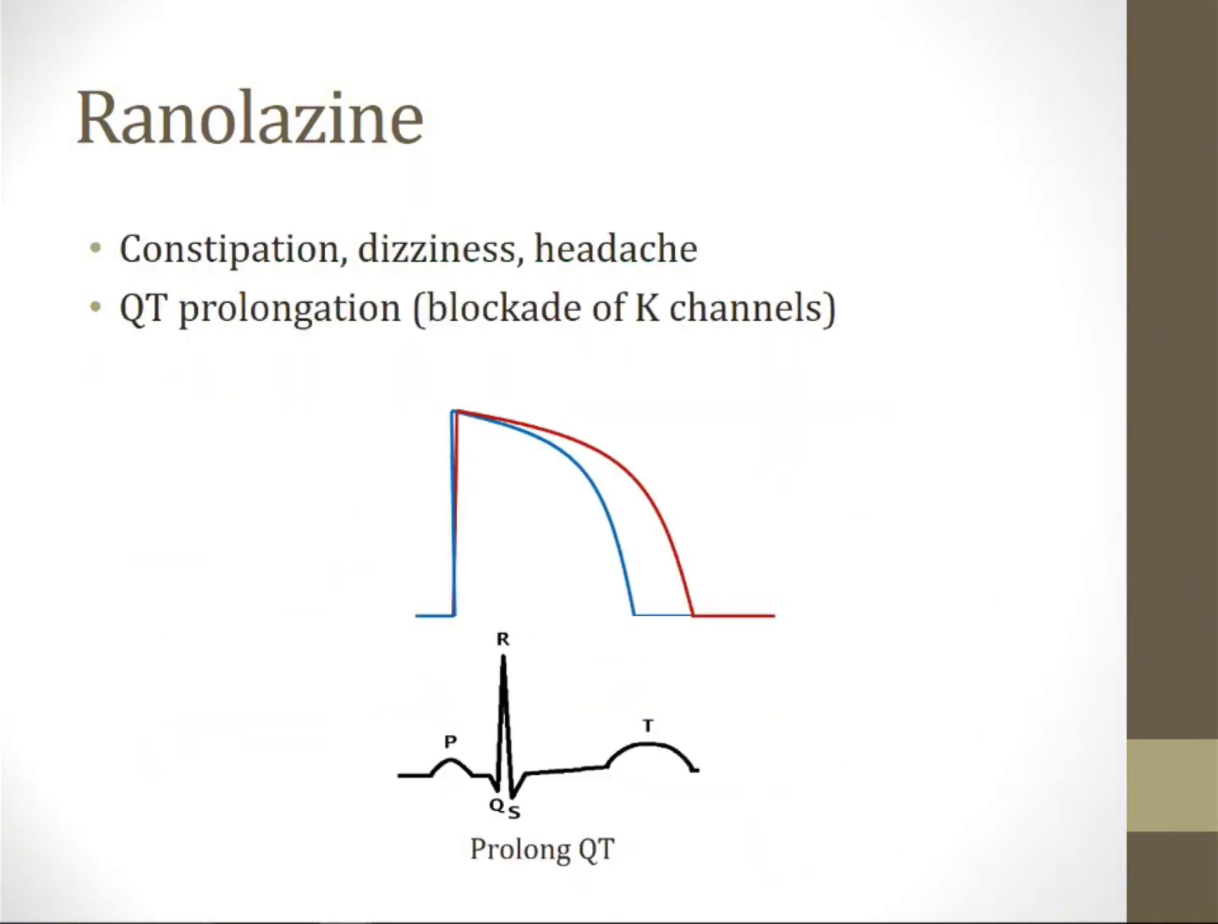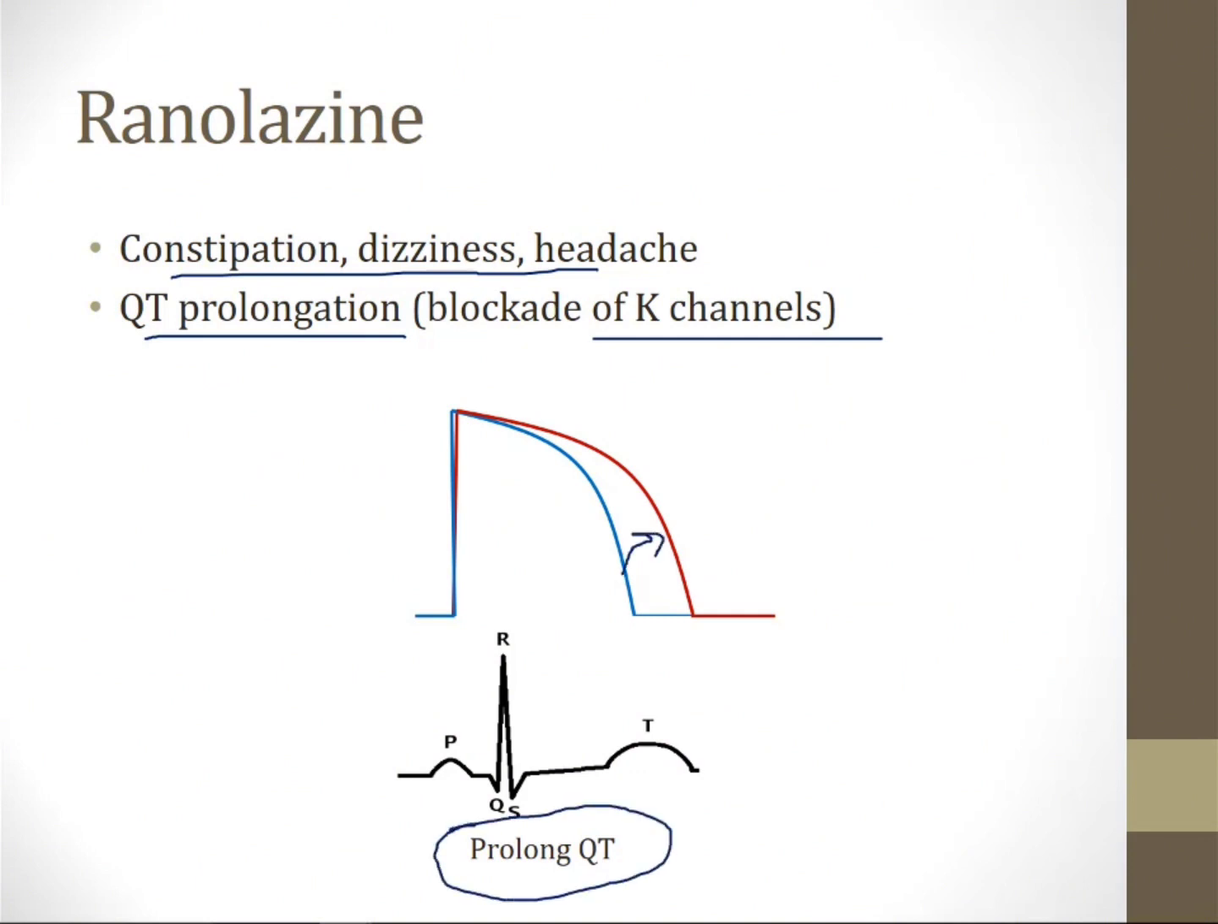The major side effects of this drug are constipation, dizziness, and headache. The feared side effect of this drug is that it can prolong the QT interval, which can potentially lead to torsade de Pointes. The reason that this happens is because ranolazine also has some potassium channel blocking effects, just like class 3 antiarrhythmics. So just like class 3 antiarrhythmics, it can change the cardiac action potential, like from the blue to the red here, and that will prolong the QT interval on the surface ECG. And when the QT interval becomes prolonged, that can potentially lead to the arrhythmia torsade de Pointes.